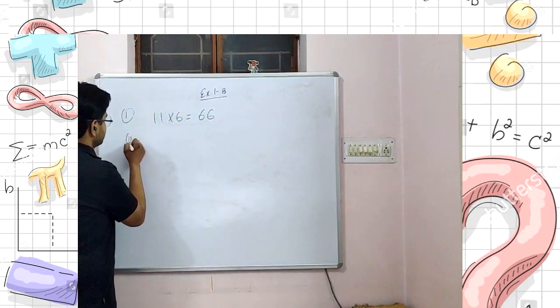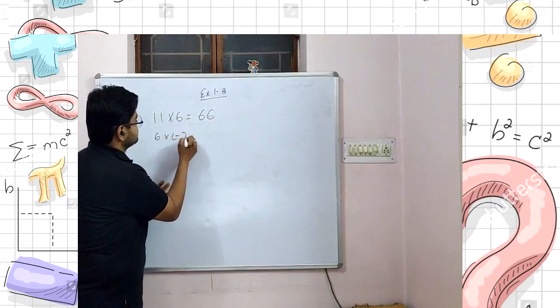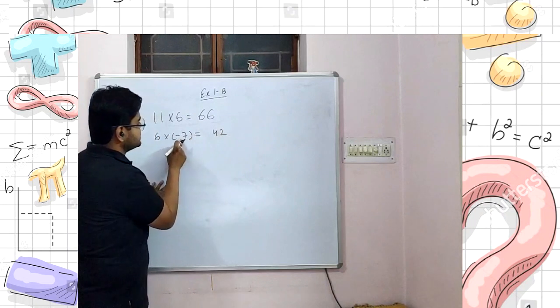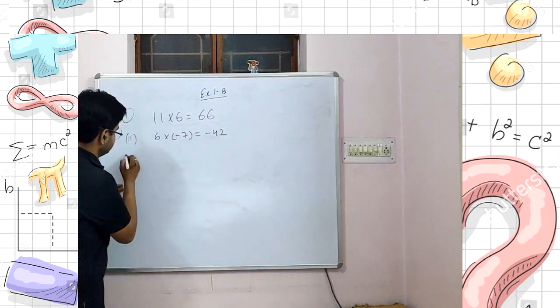Similarly, in the second one, you have 6 into minus of 7. So 6 into 7 is 42, but 7 has a negative sign here. So it will be minus 42. We can look into the eighth one, children.